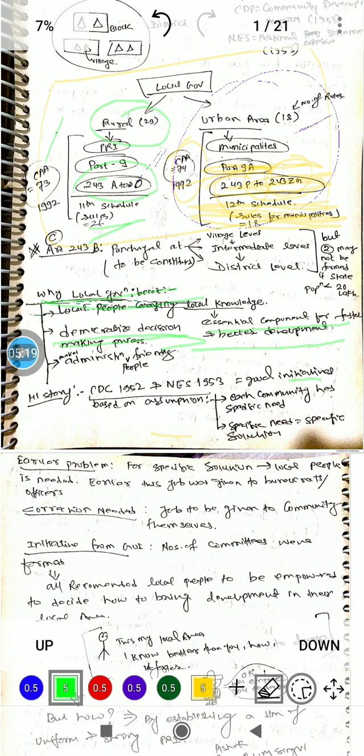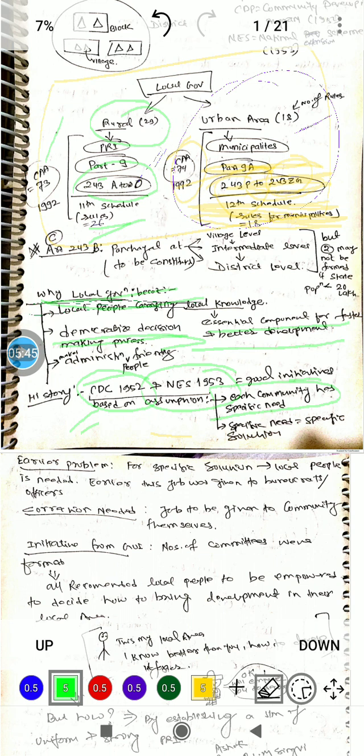So now let's talk about the history of the local government. The CDP was formed in the year 1952. And the NES, that is, the National Extension Service, was formed in the year 1953. These were good initiatives based on the assumption that each community will have specific needs.